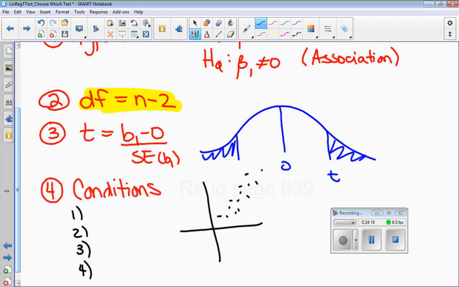I hate to say the word never, but I personally have never seen them ask you to check the conditions on a LinRegTTest, okay, on the AP exam, which is why we're kind of breezing through it a little bit. The only thing I've ever really seen is for you to interpret a t-value, for you to look at a slope, that kind of thing, but nothing where you're really too much concerned about the conditions, okay? So I'm telling you what they are. They're there, but hopefully you won't ever have to deal with them, okay?